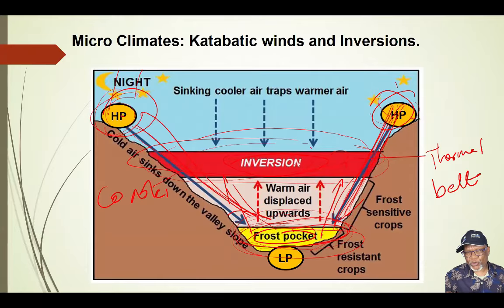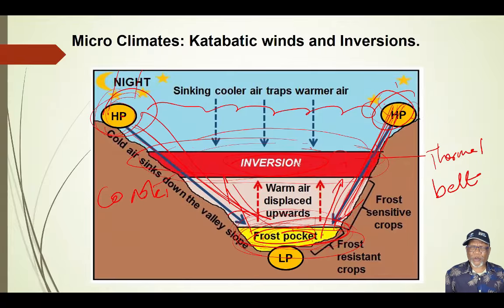And then the warm air that was there is going to move. It cannot move completely out of the valley because the air above it is also colder. So it's stuck in the middle of the valley, forming what we call the thermal belt. And because the warm air is found above the cold air, what do you call that process? We call that process temperature inversion. What is temperature inversion? It is the increase of temperature with height.